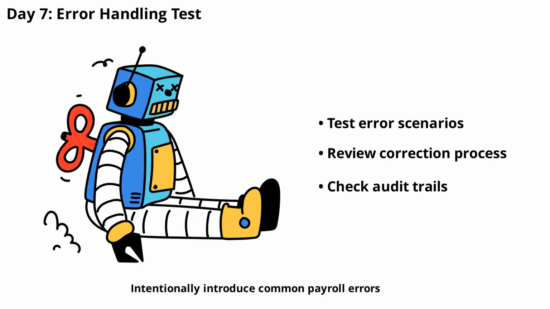Intentionally introduce common payroll errors, such as incorrect pay rates or missing deductions, to see how the software handles them. Test error messages, correction workflows, and audit trails. This helps you evaluate the system's robustness and user support features.